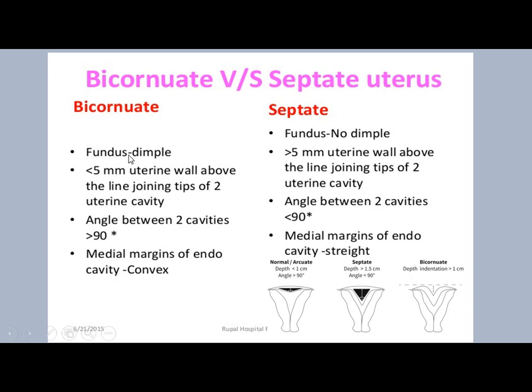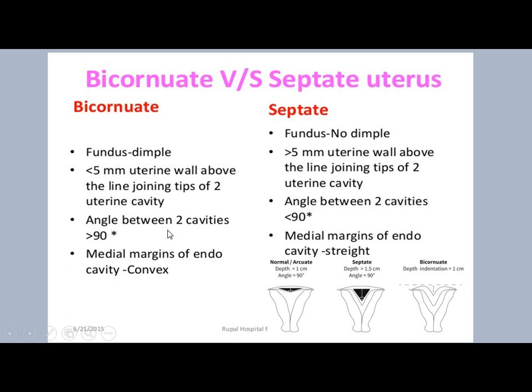Yes. In the bicornuate uterus, the fundus is dimpled. So this is a bicornuate: there is dimpling of the fundus, while in the septate uterus there is no dimpling. There is less than 5 millimeters of uterine wall above the line joining the tips of the two uterine cavities. So if you draw this line, there is less than 5 millimeters of soft tissue above it, while in the septate one there is more than 5 millimeters from the line joining both cornua.